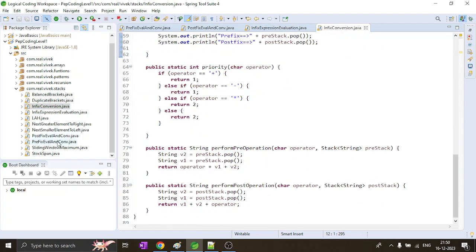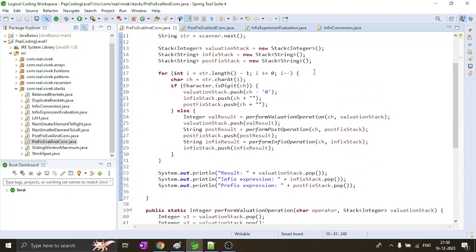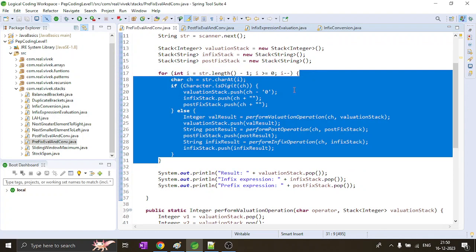Yeah. So that's all for this video. So in this video, we have converted a prefix expression into an infix and postfix, as well as we have evaluated that expression.